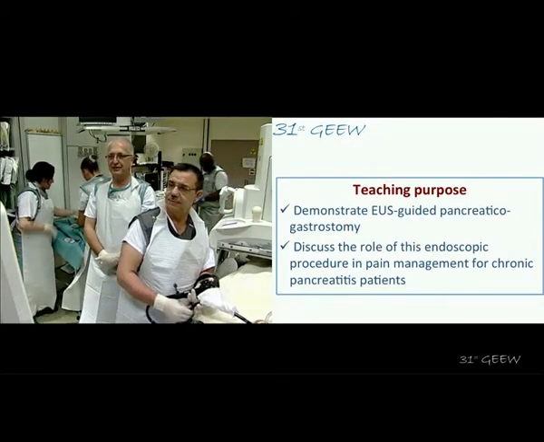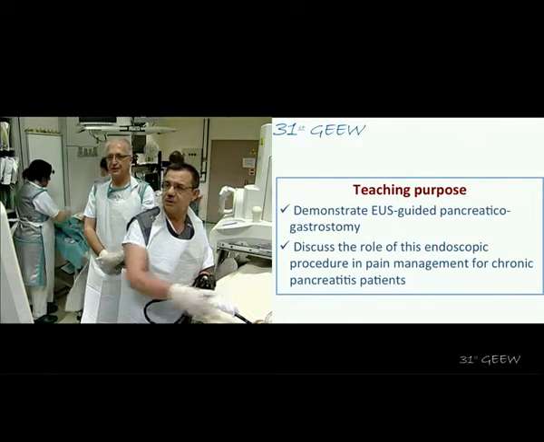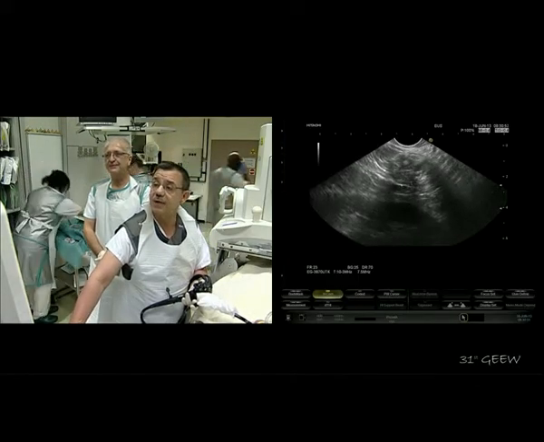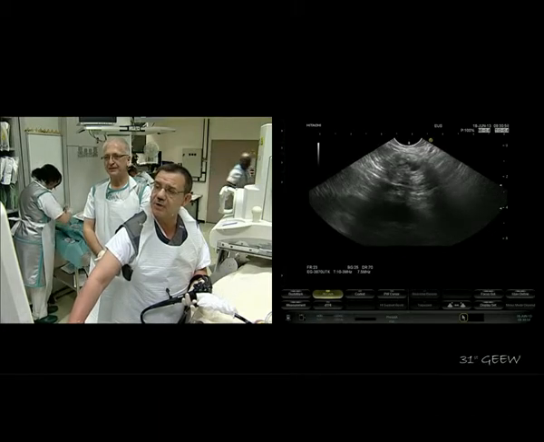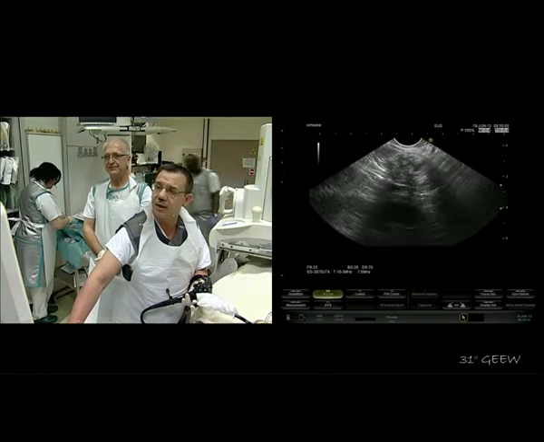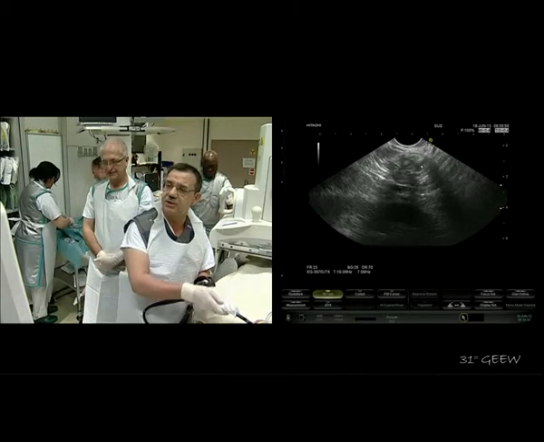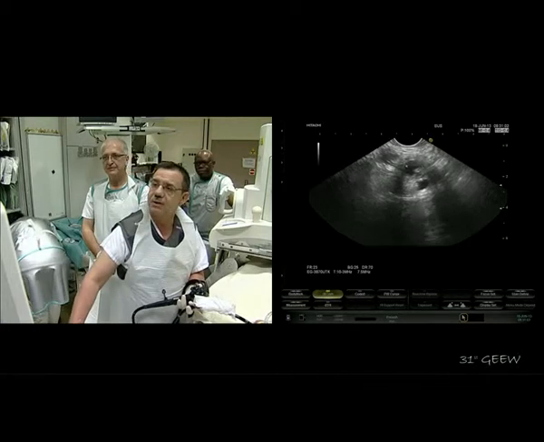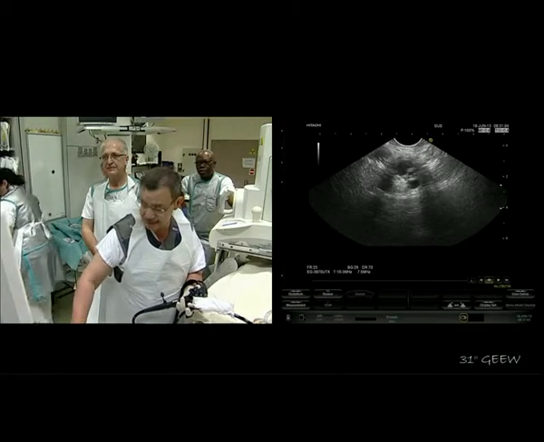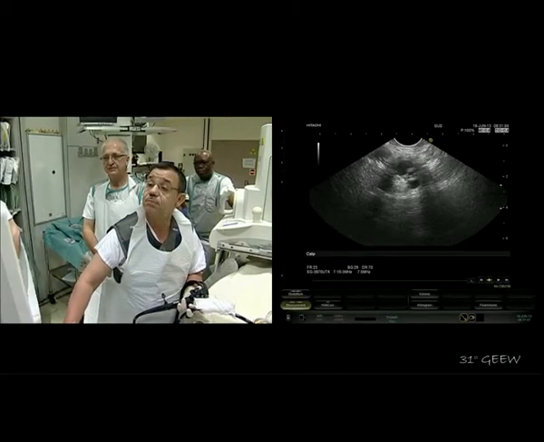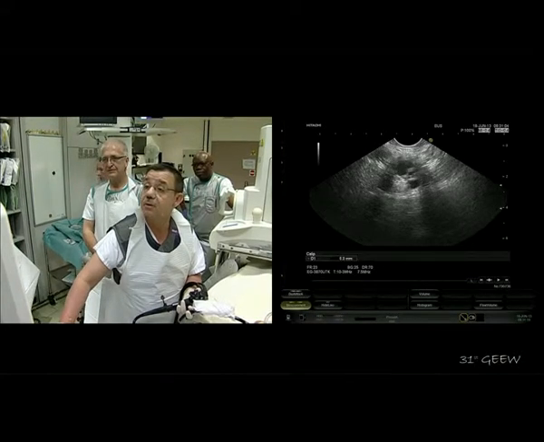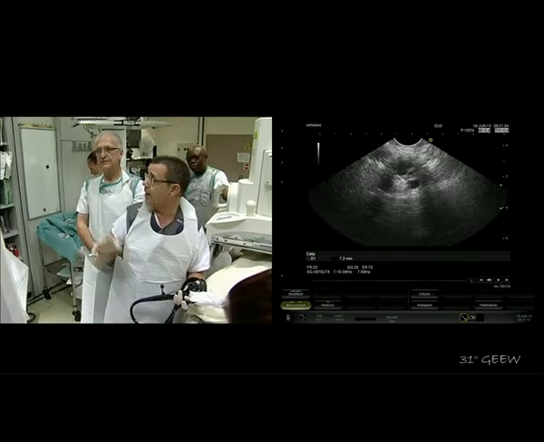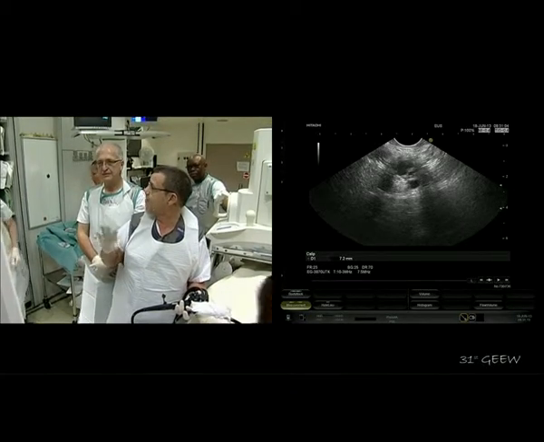If you have the EUS image, you will see that Marc already located the pancreatic duct. Yes, this is the body, the junction body tail of the pancreas, and here you have the duct dilated here, and you see this duct, the size is around 7 millimeters. This is the limit, and for the pancreatico-gastrostomy, it's more than 5 millimeters.